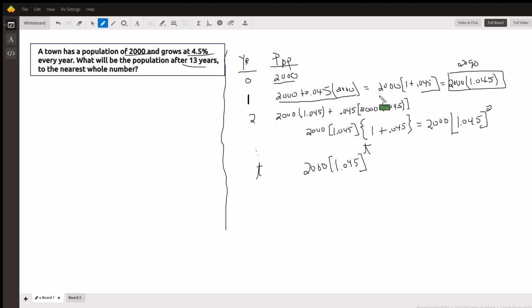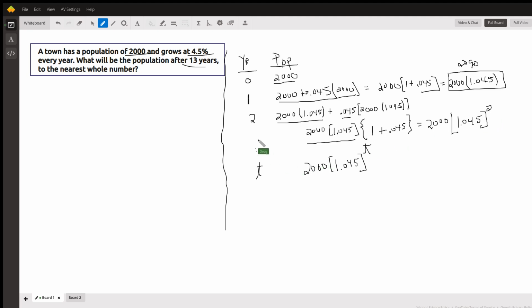Okay, and if you want to go to year two, we would take the starting amount, which is this number right here, which happens to be 2,090, and we'd add on 0.045 times that same number. And we're in the same situation. Each term contains a 2000 times 1.045. If I factor that out, that leaves a 1 plus this 0.045. And that can be written as 2000 times 1.045 to the second power.